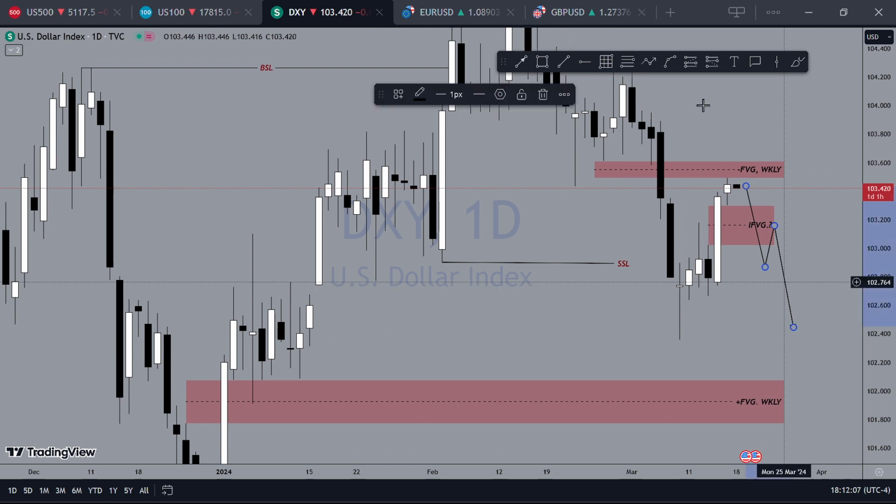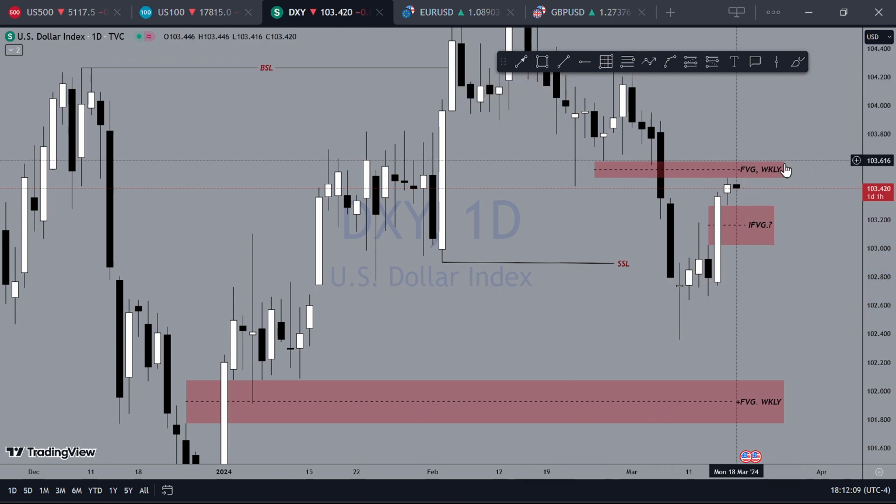Now early into the week, if price gets to the weekly fair value gap, I would want to take a scalp. So I would like to see sales, and then the first objective will be this daily fair value gap. When price gets here, I wouldn't be doing anything. I'll be waiting patiently for price to close below and then retest it as an IFVG for a downside delivery.